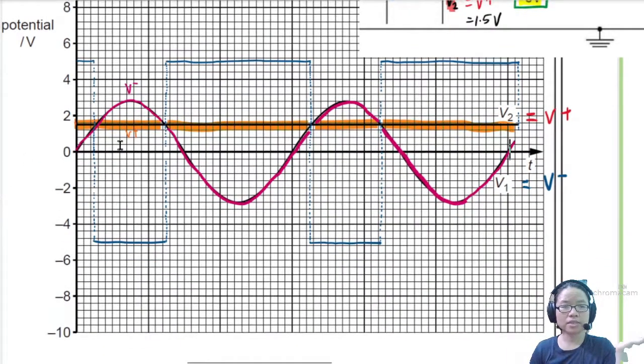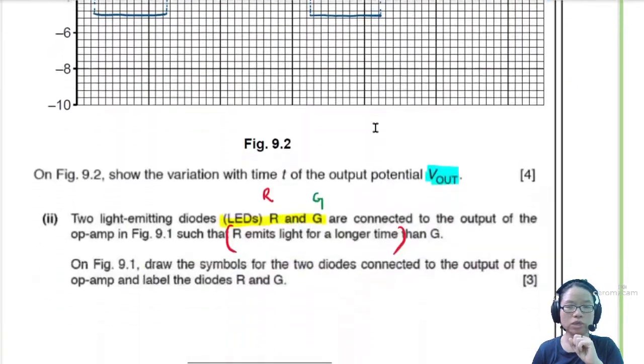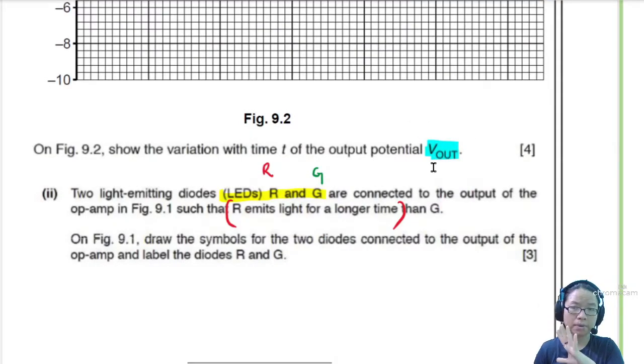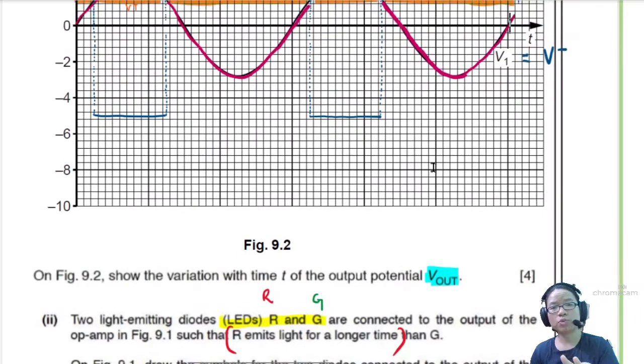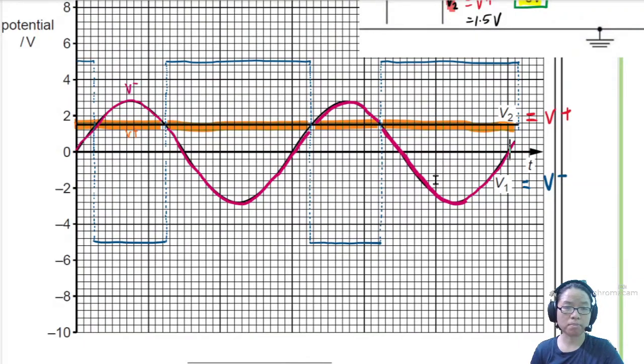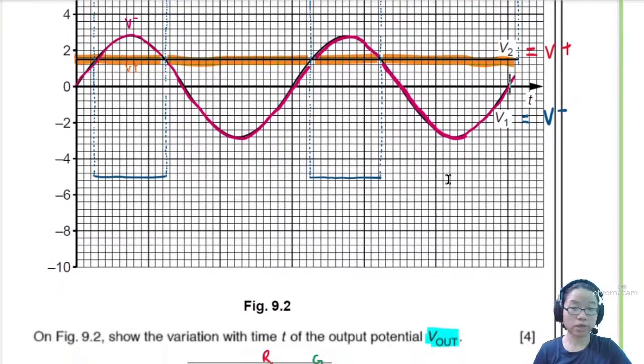Okay? And you can see that there are certain times where the time is very short, and there are certain times where the time is very long. Okay? That's why this graph is worth 4 marks. Because you need to be able to sketch out a lot of properties about the Vout. So if you're wondering where the 4 marks are, I will show you the mark scheme. Or rather, I will write the mark scheme. Because pasting it might kill my computer.